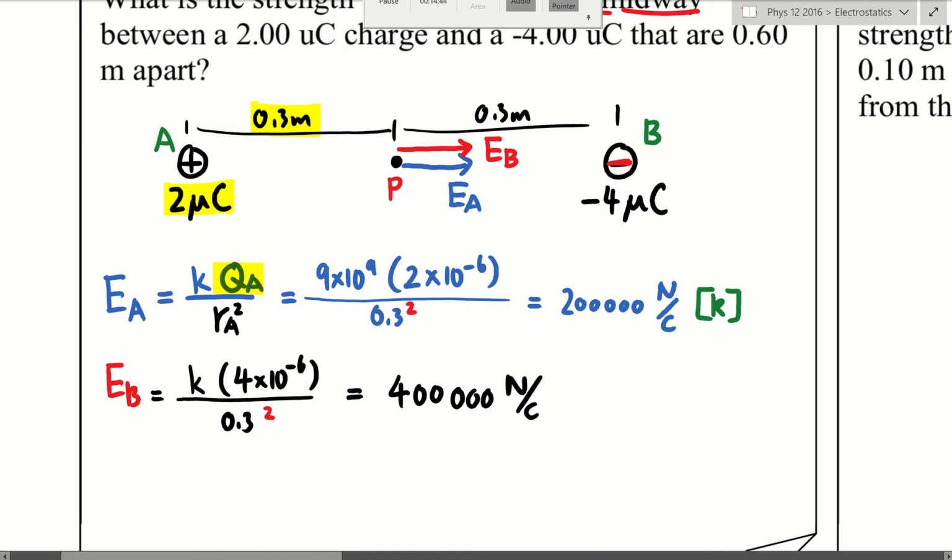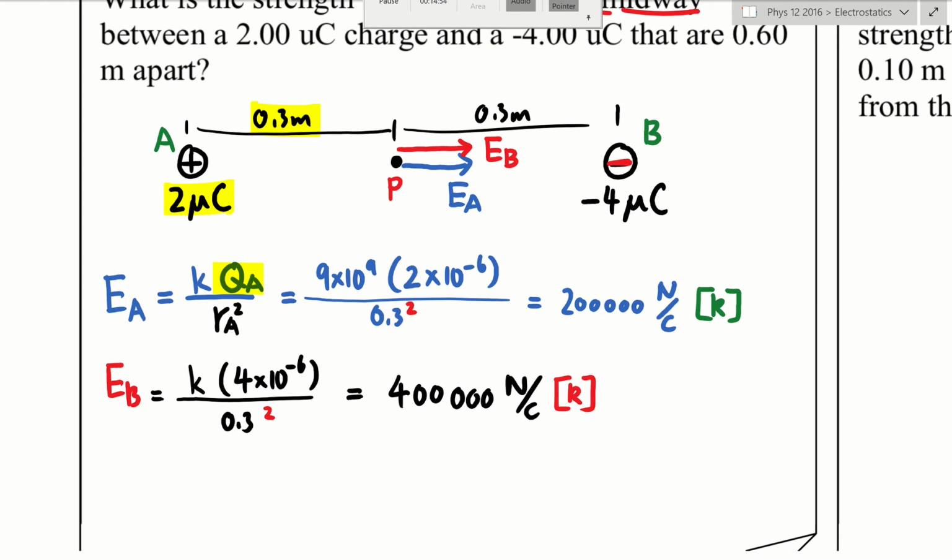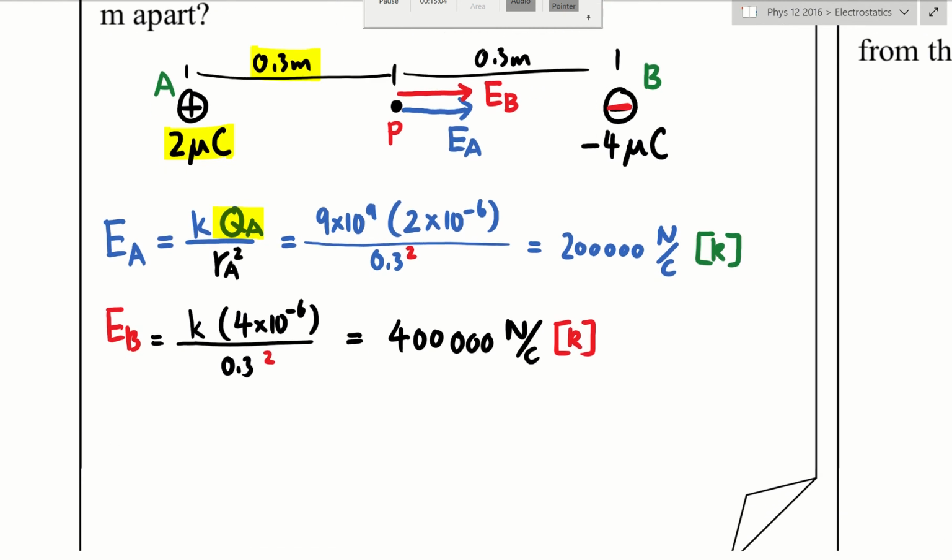400,000 Newton per coulomb. And it's also pointing to the right hand side. So therefore, even though the electric field is coming from 2 different charges with opposite sign, at location B, both of those two electric fields point to the right hand side. So when you have two vectors that point to the right hand side, what should you be doing?